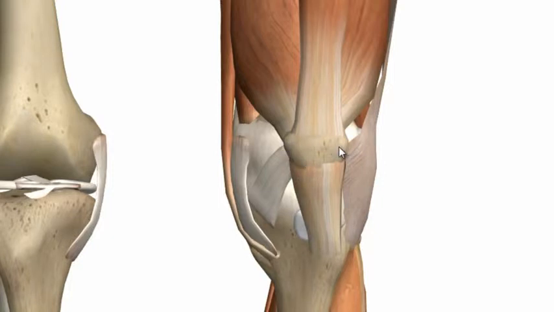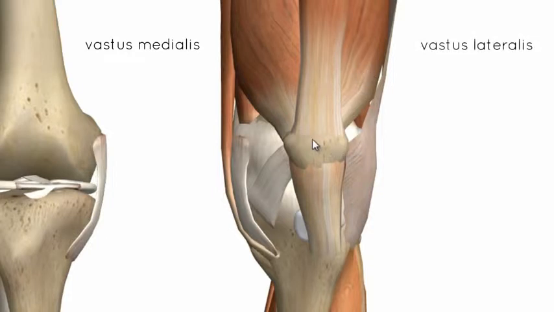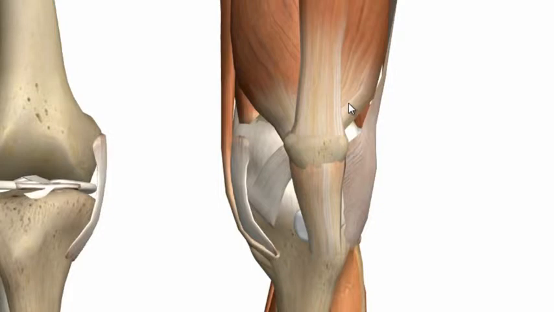And either side you've got extensions from these two muscles, the vastus medialis and vastus lateralis, which contribute fibres to this fibrous joint capsule, which are called retinacula. So that strengthens the capsule anteriorly.